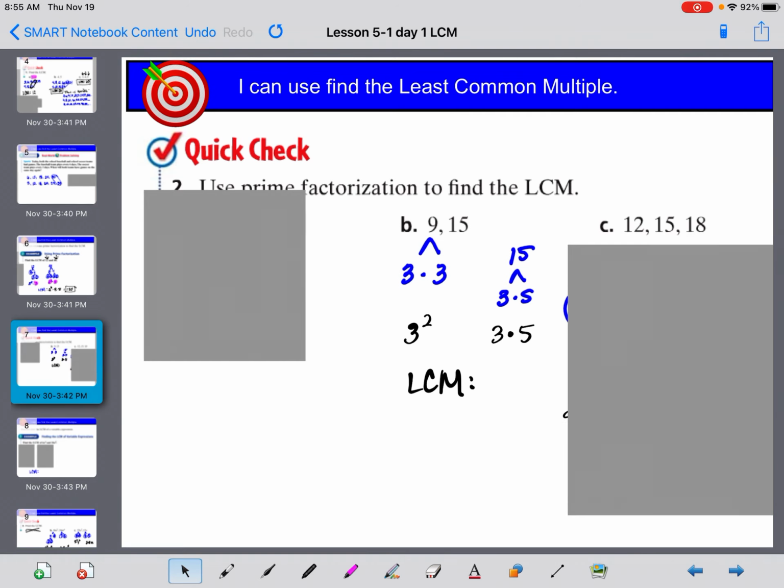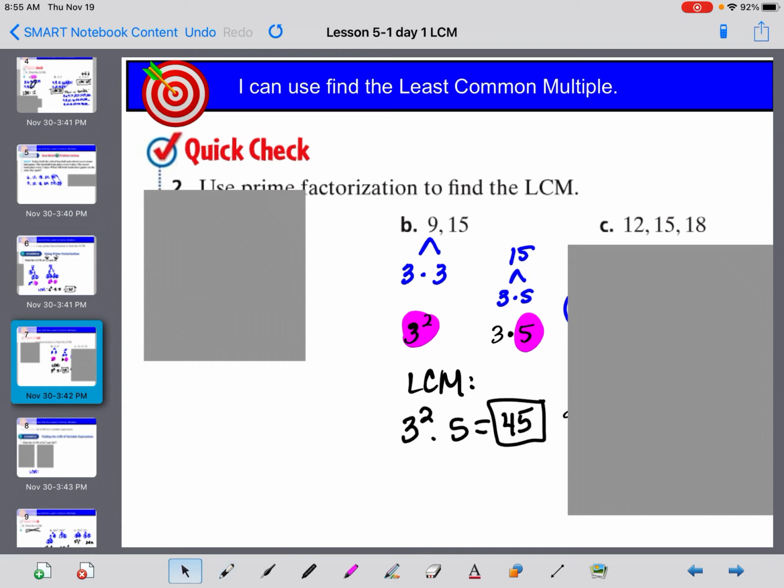All right, for letter B, when I look at common factors, I want to pick the largest of the factors. So 3 and 3 squared. 3 squared is the bigger one. And then there's a 5 and nothing else. So 5 is the biggest. So I would say the least common multiple is 3 squared times 5. 3 squared is 9. 9 times 5 is 45.